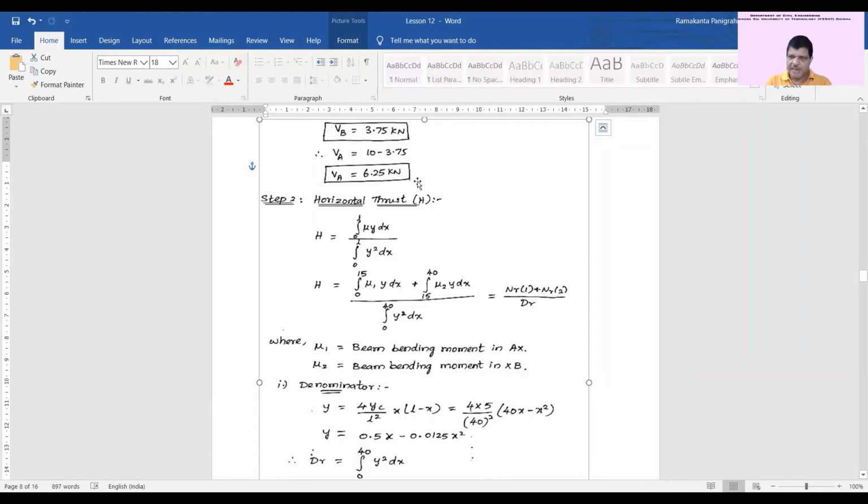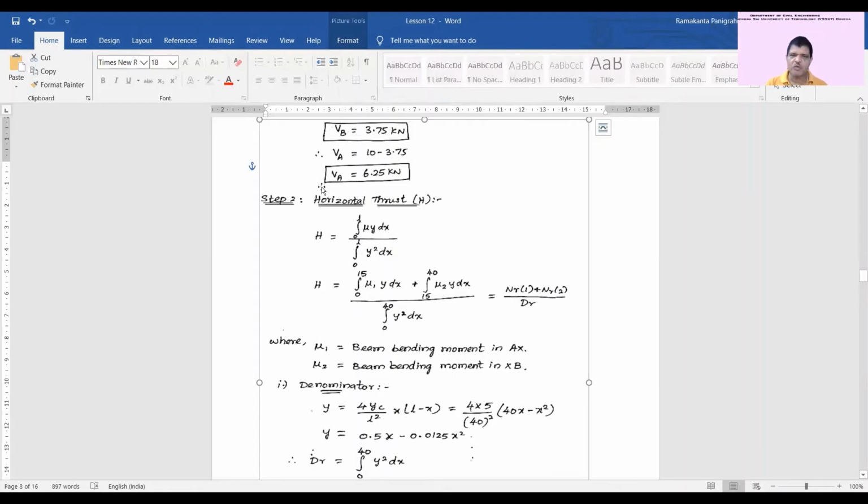So once you find the vertical reactions, then we have to find the horizontal thrust. We have the standard formula H equal to the integral of M y dx by the integral of y square dx, where the integration varies from 0 to L. Here in place of M it is written mu. It does not matter whether we write mu, M, or some other name; it means the bending moment as in a simply supported beam at a section that you are finding.